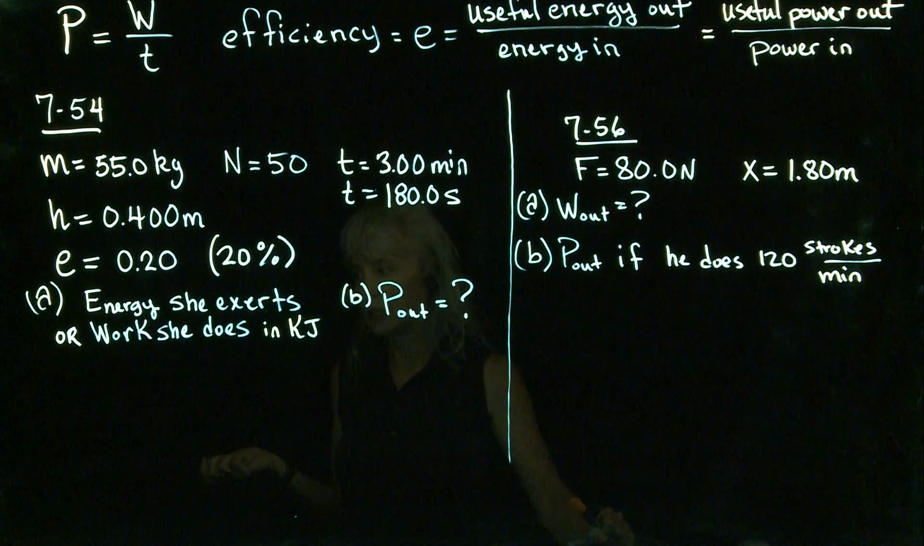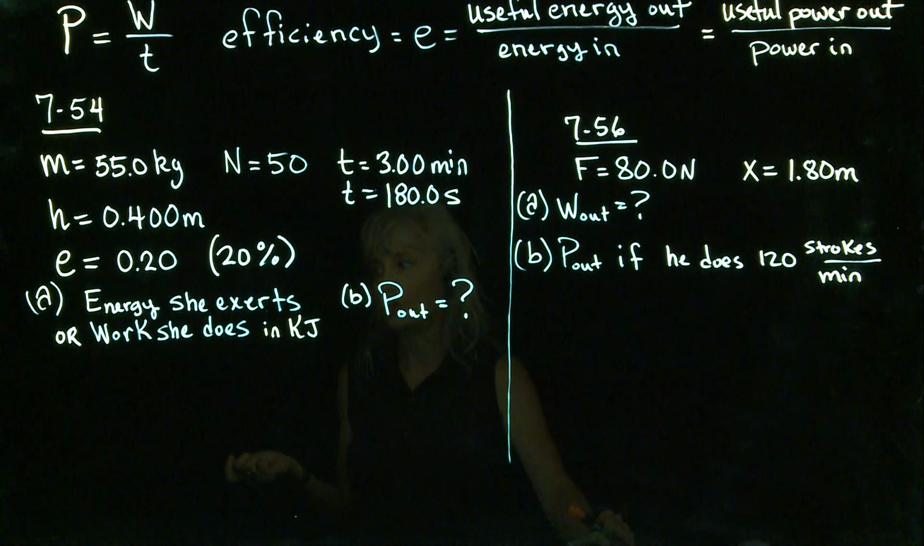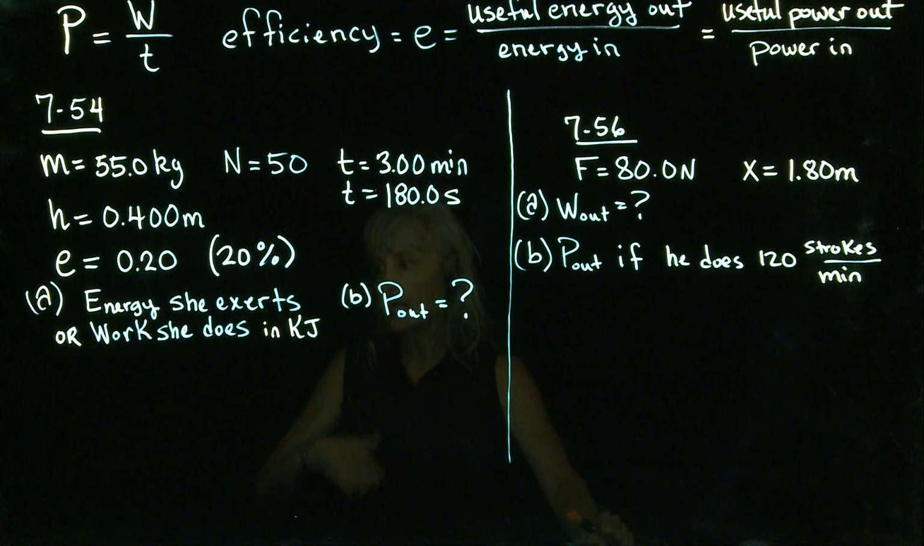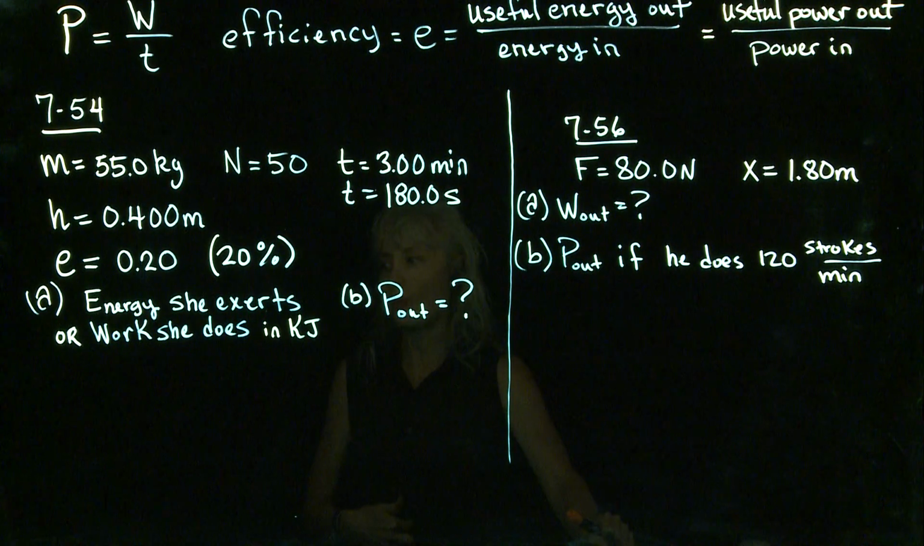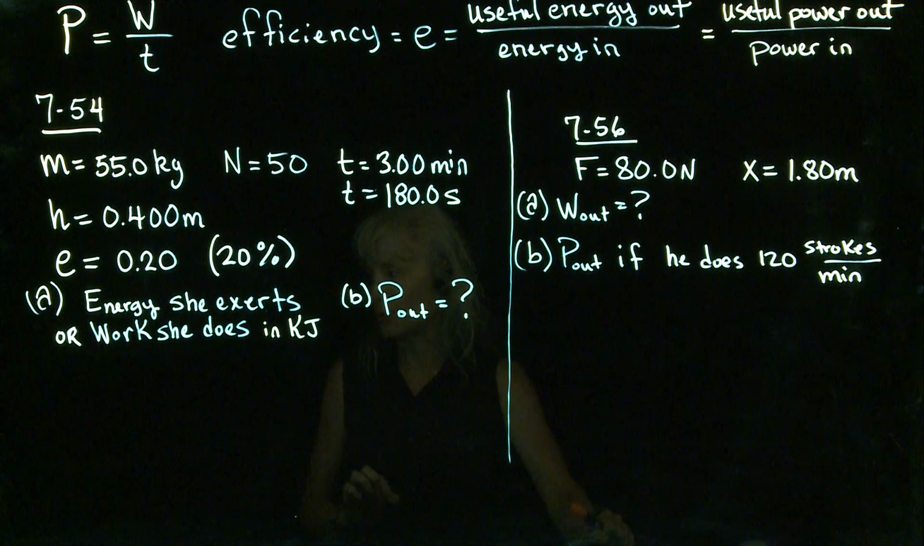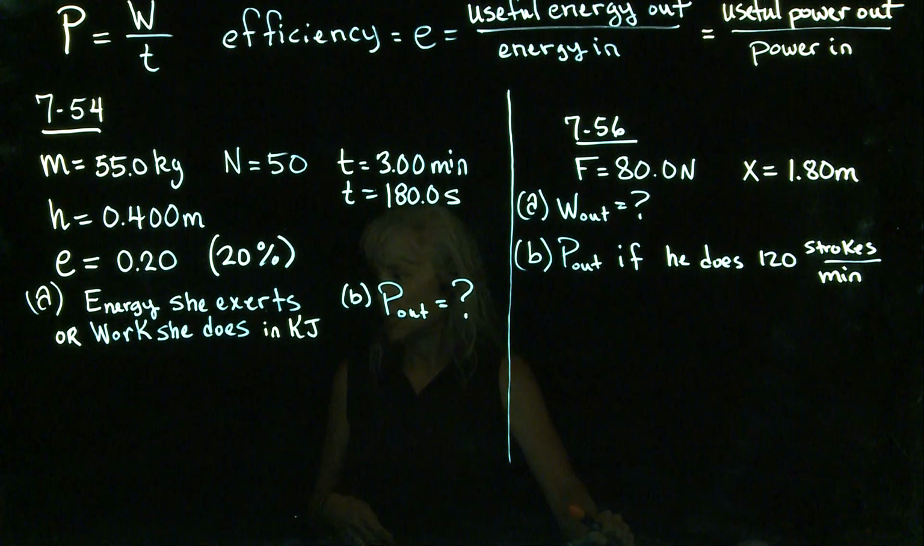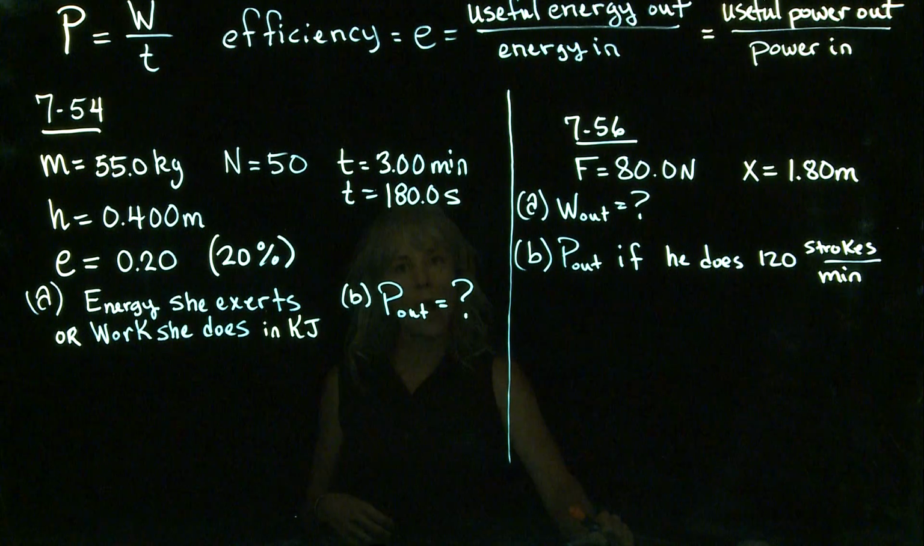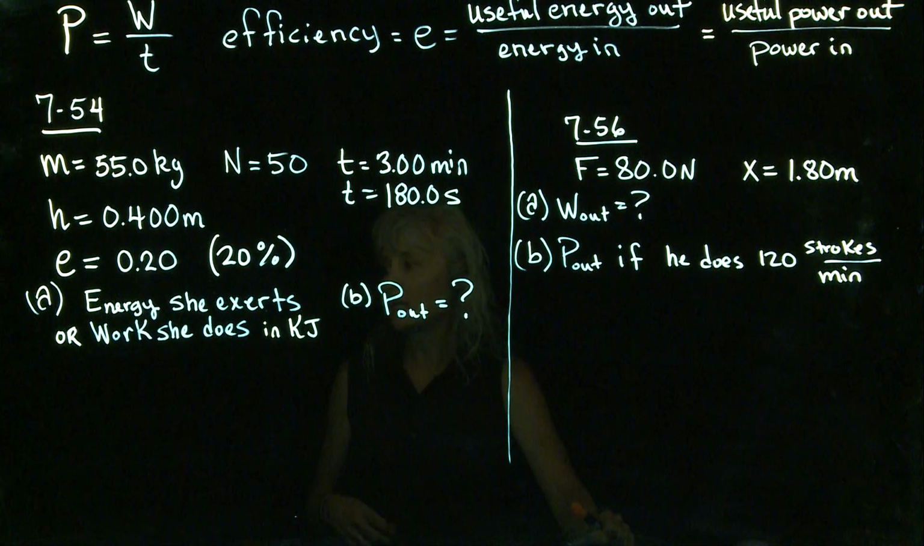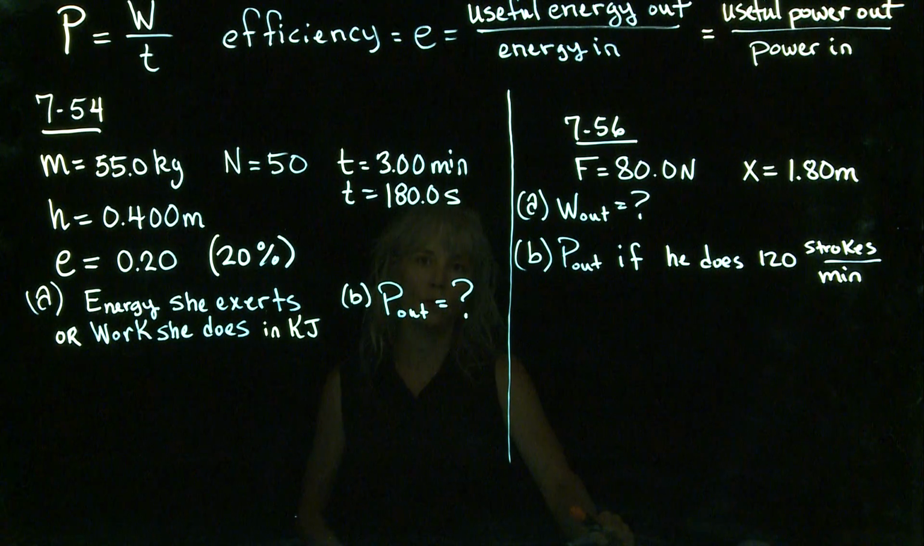Calculate the energy in kilojoules used by a 55.0 kilogram woman who does 50 deep knee bends in which her center of mass is lowered and raised 0.400 meters. (She does work in both directions.) You may assume her efficiency to be 20%. Part B, what is the average power consumption rate in watts if she does this work in 3.00 minutes?